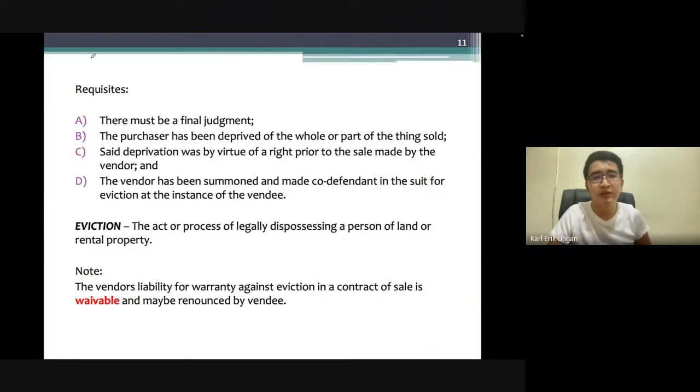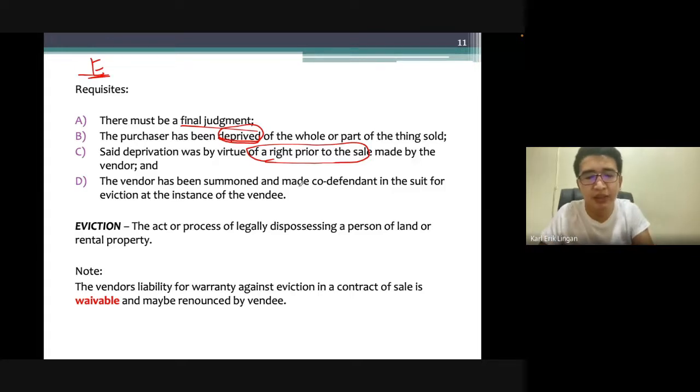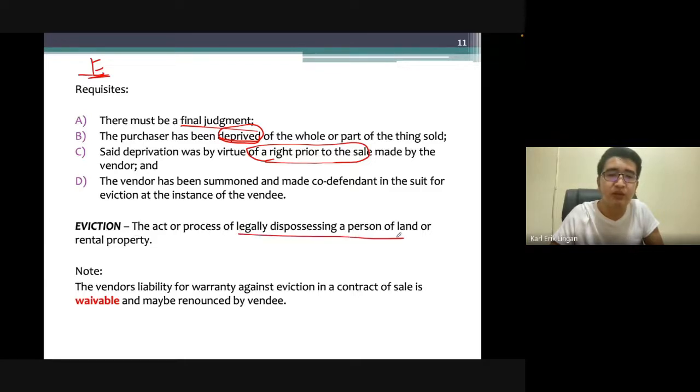of eviction, as what we have discussed kanina: there must be a final judgment. There has been deprivation. Such deprivation was by virtue of a right prior to the sale or by virtue of the acts of the vendor. The vendor has been summoned and made a defendant in the suit for eviction at the instance of the vendee. Okay? Kaya sabi ko, eviction is the act or process of legally dispossessing a person of land or rental property.